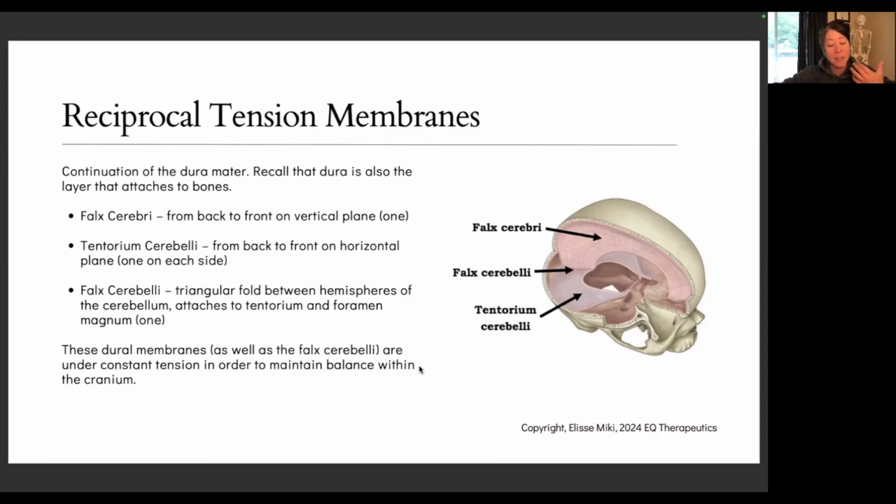The fact that they are dynamic and shiftable is great, but it's not great when we get fixations or long-term compressive forces in there. They are under constant tension even at rest, and this is what's maintaining the balance and integrity within the cranium. So there's always going to be a little bit of tension in the system there to keep everything in place. But then again, like I said, with impacts and injuries, they're able to shift and dynamically move to accommodate changes.